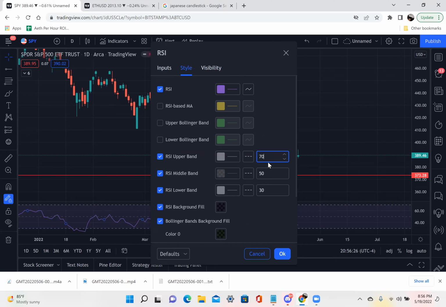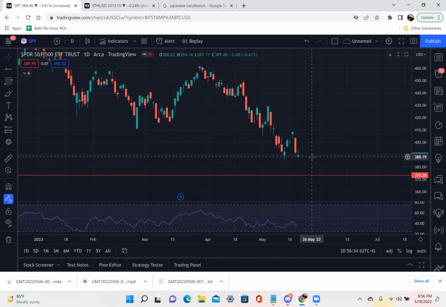I changed this to 75. And I changed the bottom to 25. Okay, so you're doing the 25 and 75 RSI. And are you just using that to confirm what you're already seeing in the candlesticks?